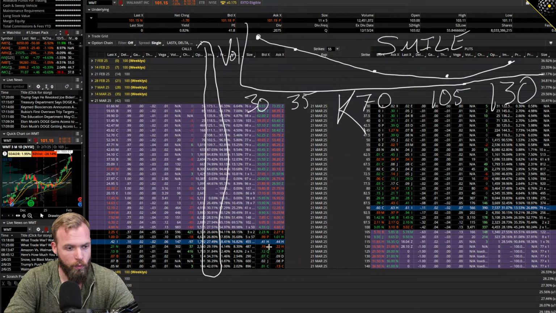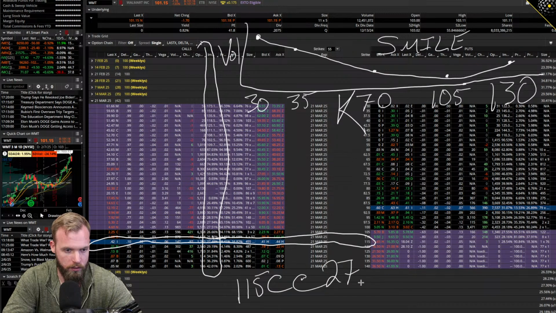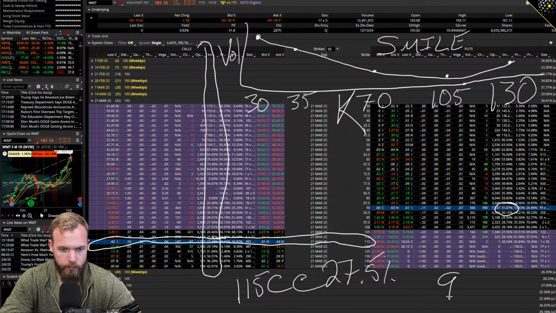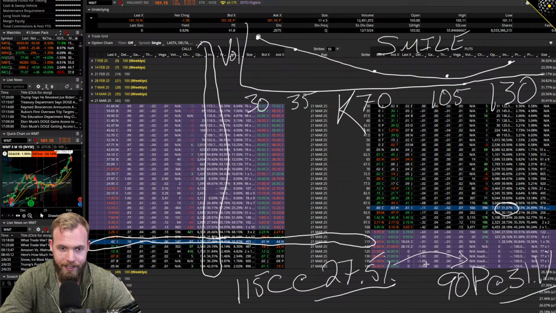For skew, we want to take a look at the relative volatility between calls and puts. So here we have the 115 call, and this is marked at a 27.5% vol. If we take a look at the 11 delta put, which is pretty close, this is marked at a 31% vol. So what this is showing you is that right now, on a relative basis, the puts are skewed. The puts are priced more expensively than the corresponding delta of out-of-the-money calls to out-of-the-money puts.